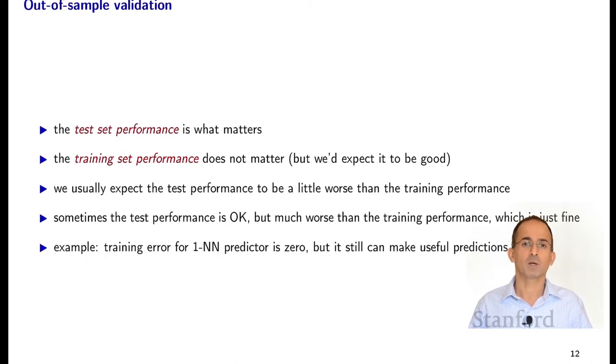You can be in a situation where the training performance is perfect. For example, one nearest neighbor's predictor. The one nearest neighbor's predictor, if you give it an element of the training set, one of the xi's, it predicts the corresponding yi corresponding to that xi, because that is the closest x to that xi. And so it gets zero error on the training set. But it still makes useful predictions even for data that's not in the training set. But the training error is no indicator of how well it will do on the test set.